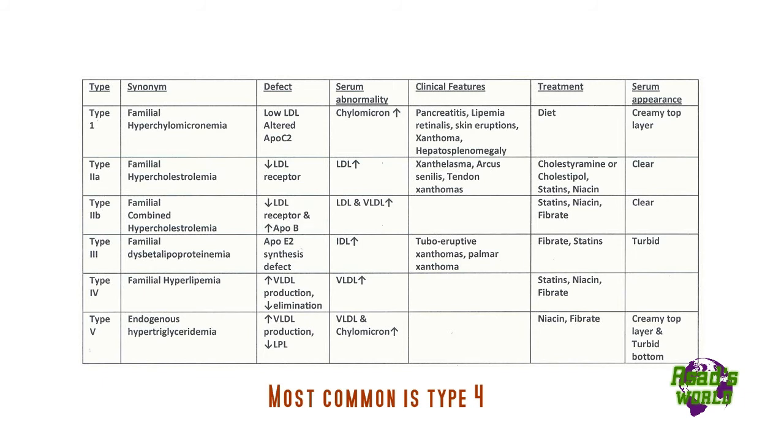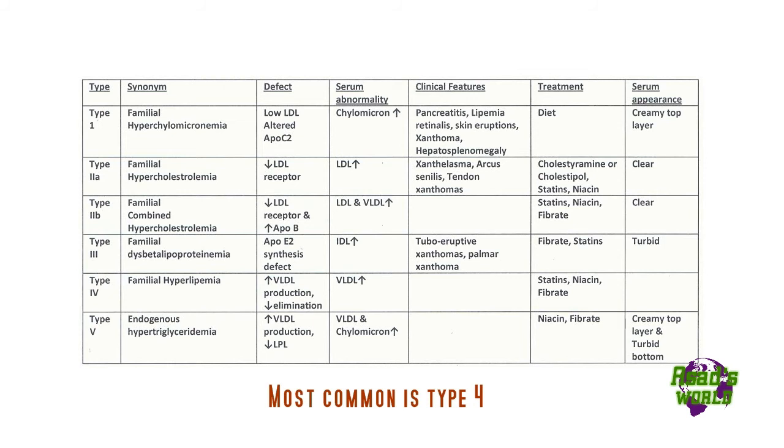Now, type 2b, that is familial combined hypercholesterolemia. It is combined because your VLDL is also increased in the serum, LDL as well as VLDL, and there is decreased LDL receptor as well as increased ApoB, apolipoprotein. Now the treatment is by statins, niacin and fibrates.